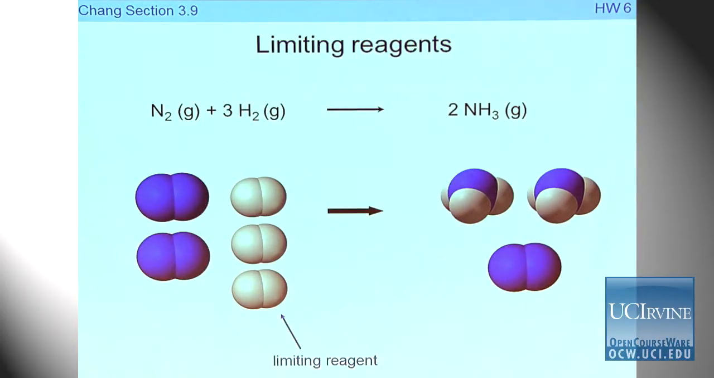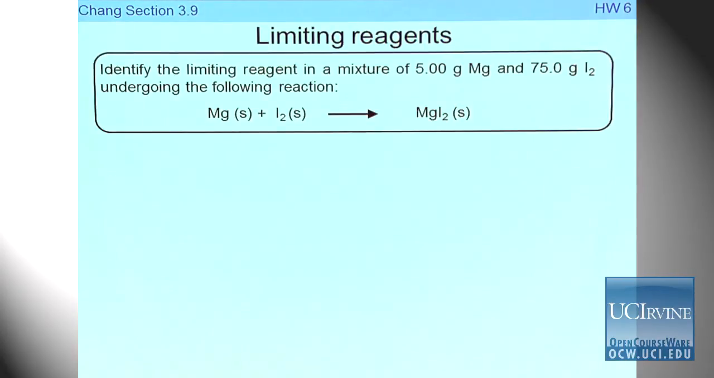So in the same kind of terminology as the previous slide, you can call this the limiting reagent. Hydrogen molecules are running out first. They determine how much ammonia can form. And the other guy is the excess reagent, in this case, the nitrogen molecule.